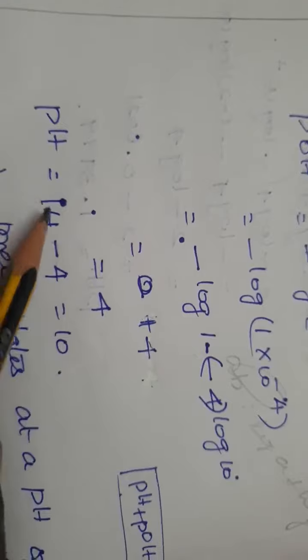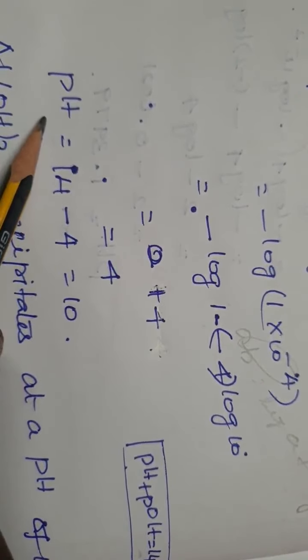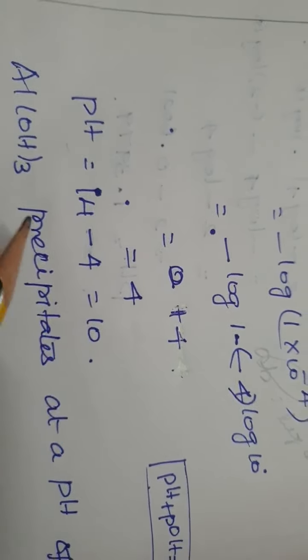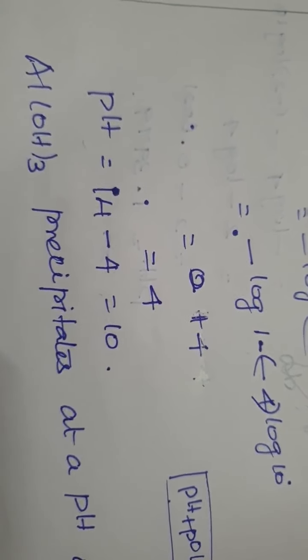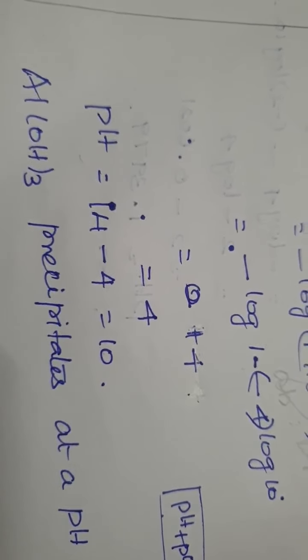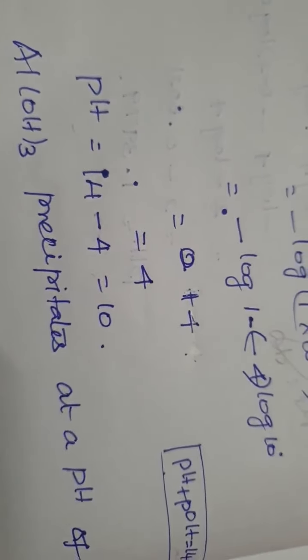So how to calculate pH? Already pH plus pOH is equal to 14. So from this relation we can calculate pH is equal to 14 minus pOH value 4, which is equal to 10. So at pH 10 Al(OH)3 will be precipitated. So pH calculated is 10. So at pH 10, aluminum hydroxide will be precipitated.